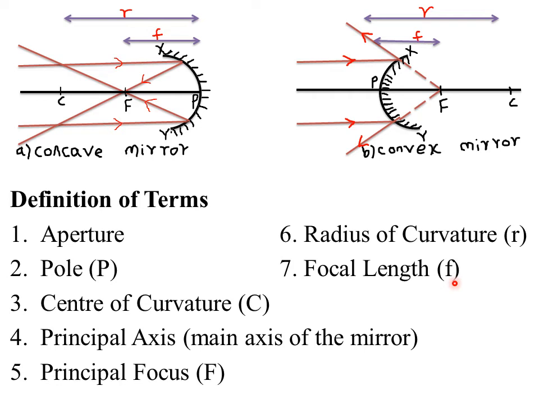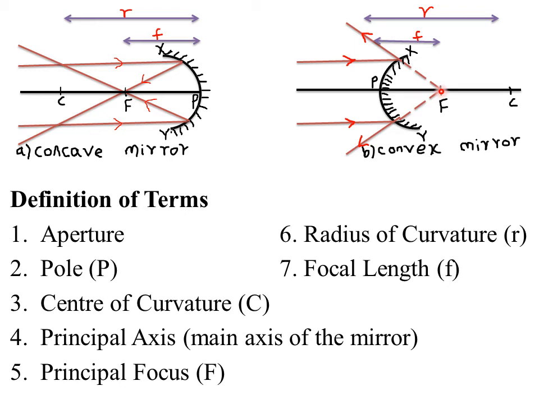The focal length refers to the distance from the pole of the mirror to its principal focus. That is this distance here, the distance from P to F. This small f is what we are calling the focal length. So focal length in physics refers to the distance from the pole of the mirror to its principal focus.